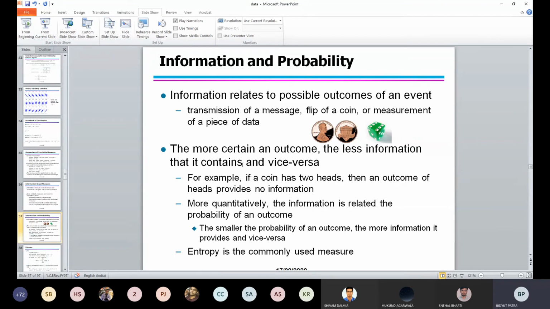If I ask you what is your roll number, what is the probability of your roll number? You will say your roll number, so there is no probability, it is always fixed. Therefore there is no information. So the more certain an outcome, the less information it contains, and vice versa. Okay. For measuring how much information a system has, entropy is the common measure used in computer science or electrical science.